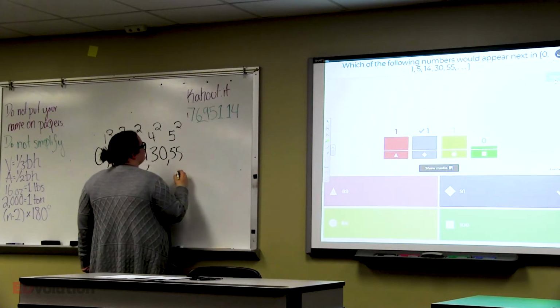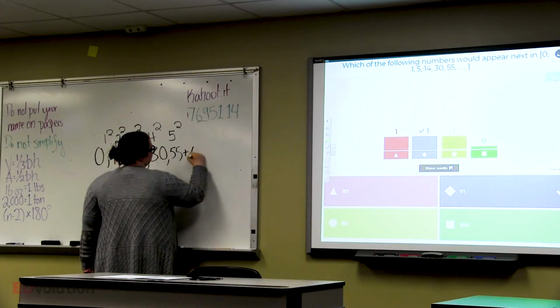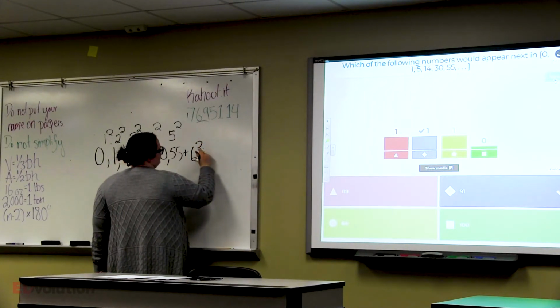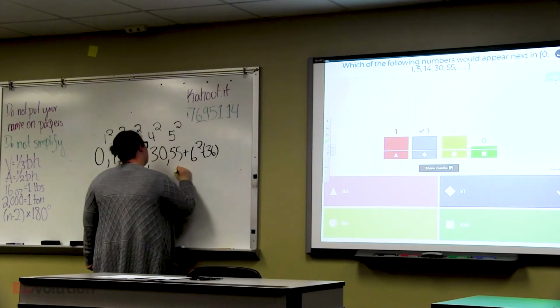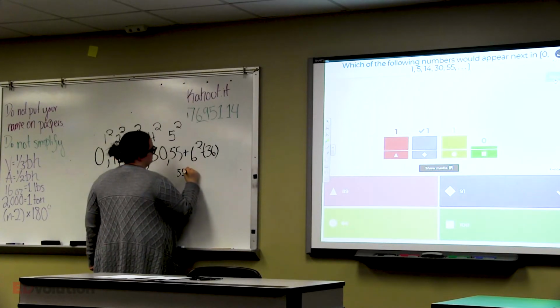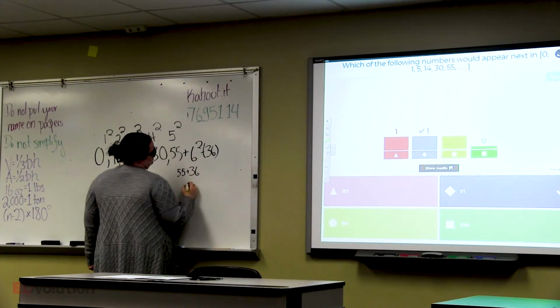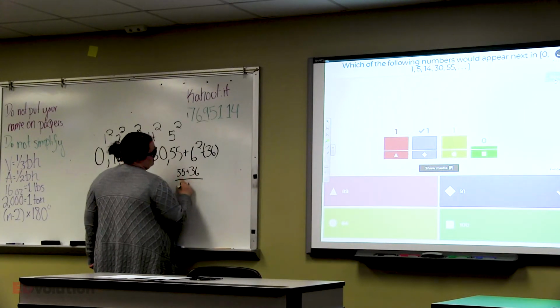So then we would have to add 6 squared, which is 36. So 55 plus 36 equals 91.